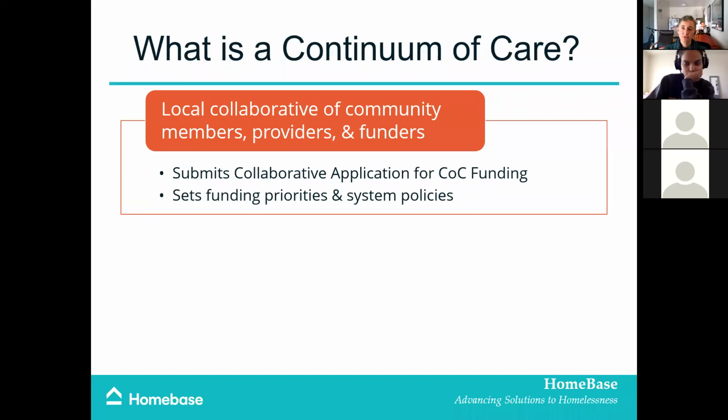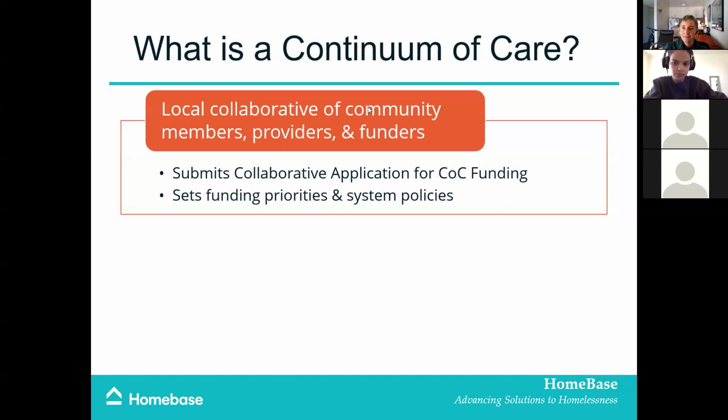So with the COC funding stream, HUD decided that it does not want to make the individual decisions about what a community needs, right? What are the highest priority projects in a community? Does Tucson need more permanent supportive housing or more rapid rehousing? HUD says, we don't know. We want you as a community to come together and plan together and decide what the best uses of this funding are. And therefore, HUD requires that each community identify itself as a continuum of care and collectively submit a single application to HUD for this COC funding.